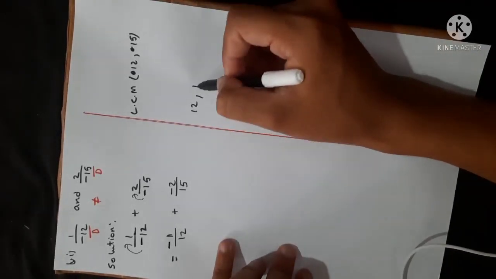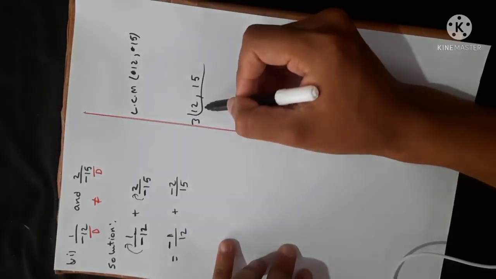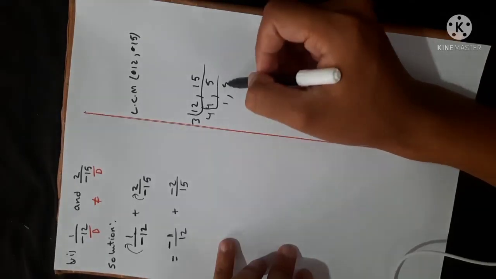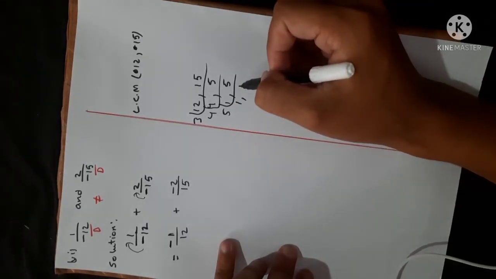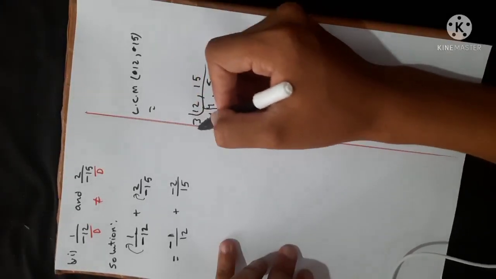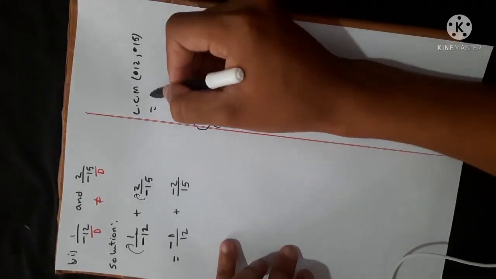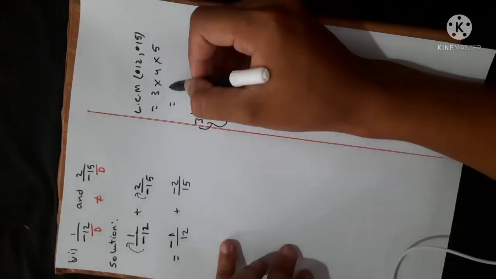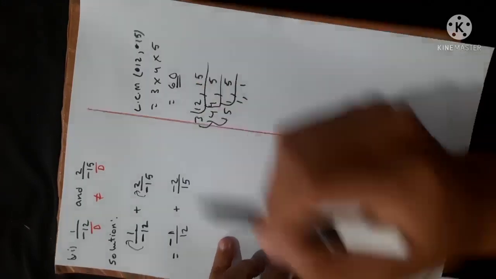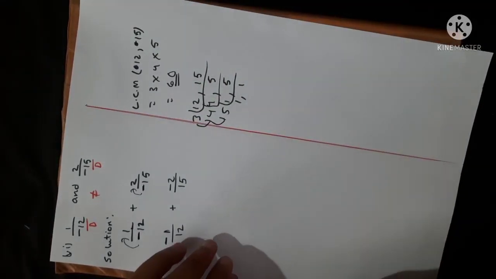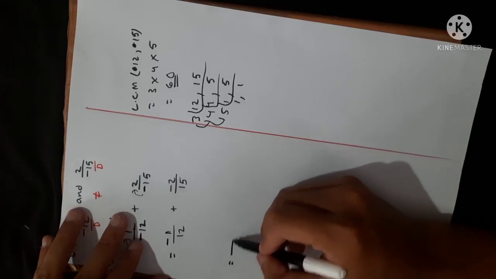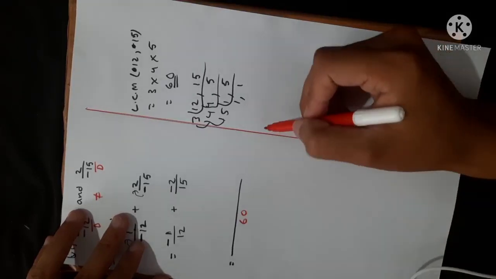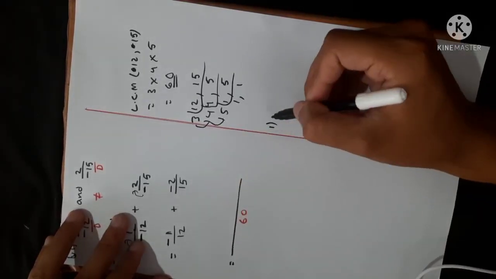So 12 and 15, we go with 3. 3, 4 are 12, 3, 5 are 15. Now 4, 1, 5 and 5, 1, 1. So LCM equal how much? 3 multiply 4 multiply 5, and this equal to 3, 4 are 12, 12, 5 are 60. So now we got the LCM to be 60. Then we write the LCM in the denominator. Next, what should we do? Again, we divide.